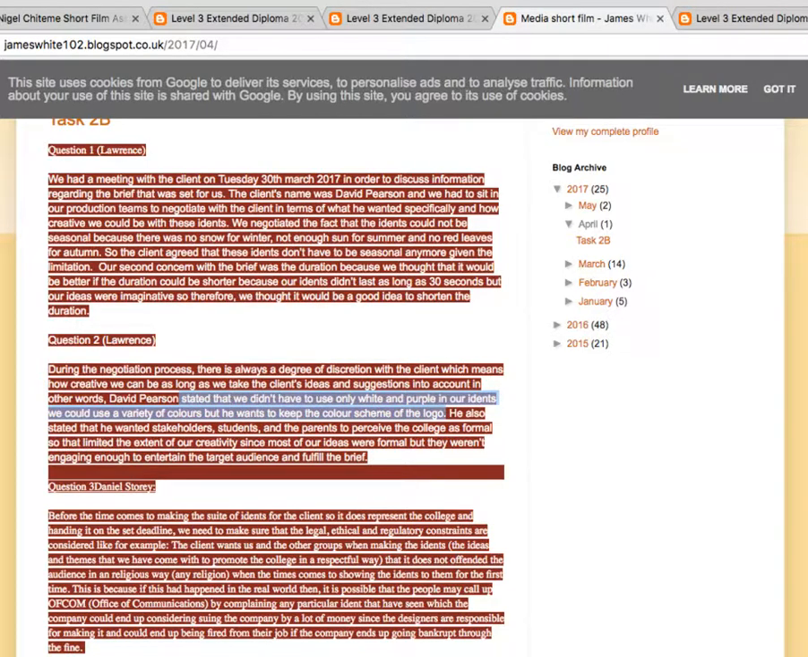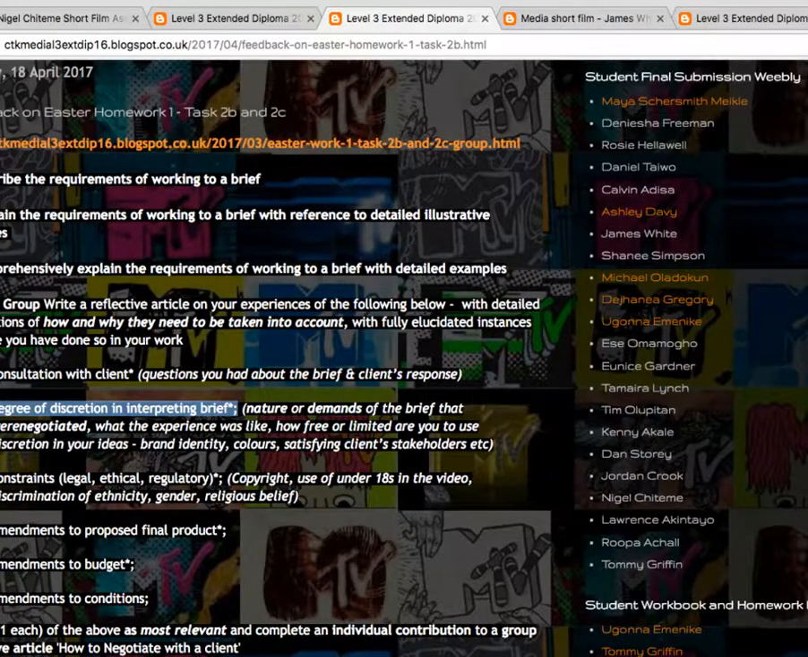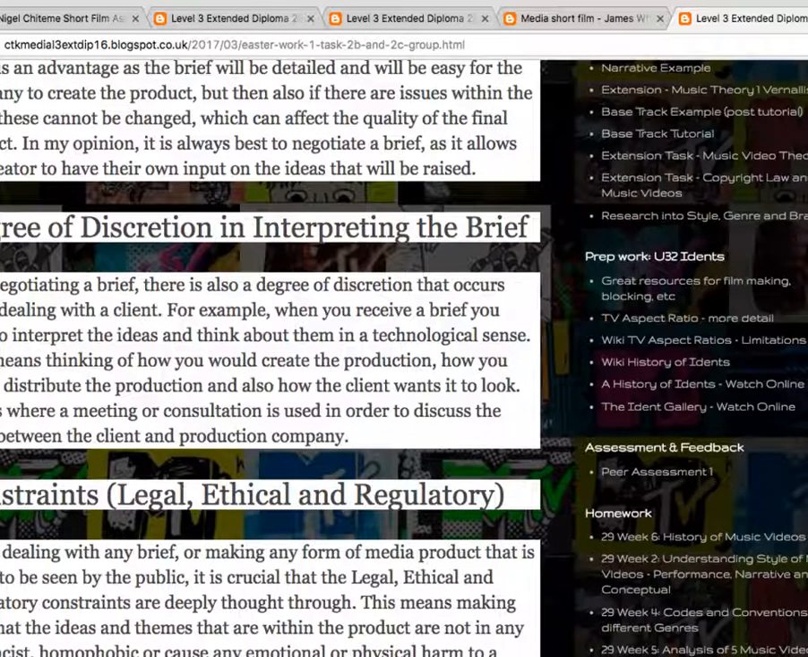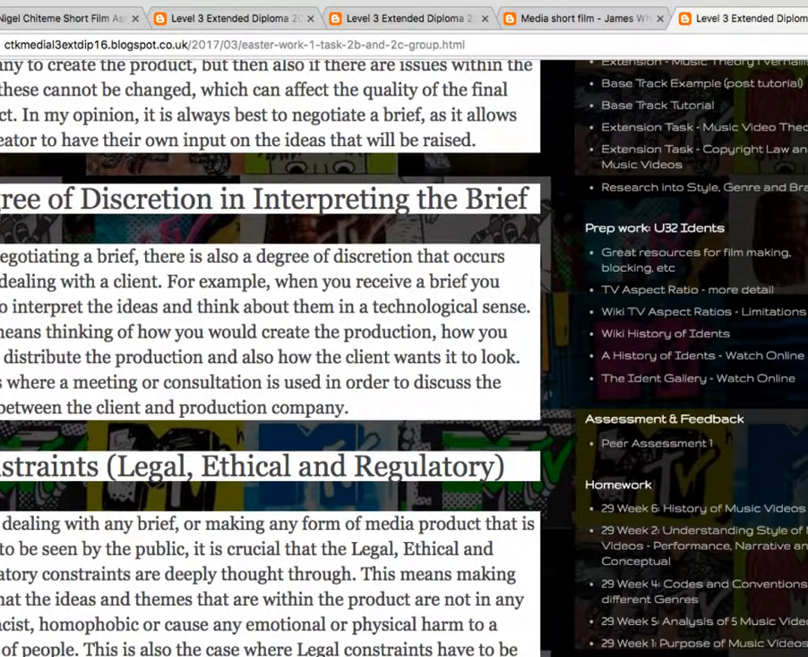Okay, so we've got an example here. What we don't have though is any of the why it's a good thing to have a lot of discretion with the brief, or why it's not. So I'd probably say at the moment it's a pass because you've described what discretion is. You've given an example. It's kind of bordering on a merit then. But if you want a higher grade, like a higher merit or distinction, you'd have to comprehensively explain it. So that would be going through and talking about why it's a good thing to have discretion.